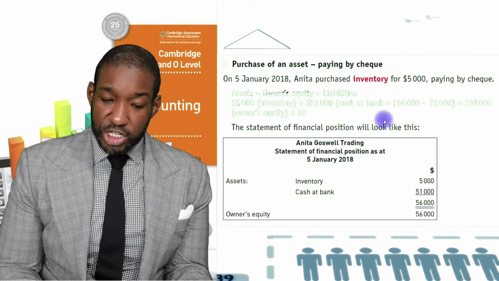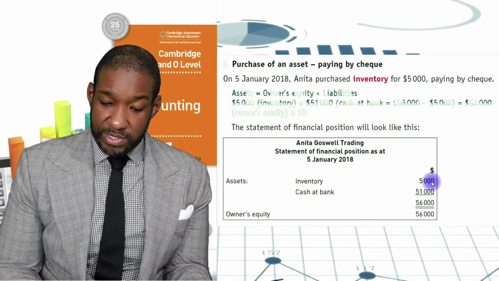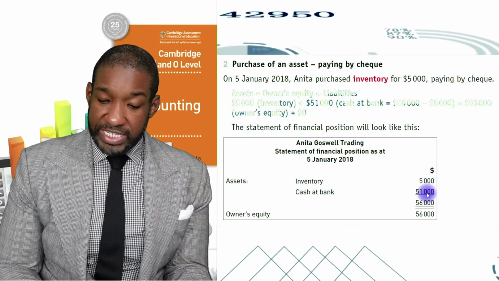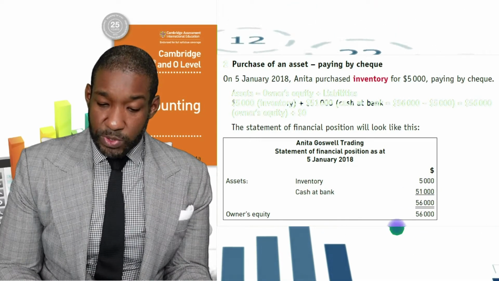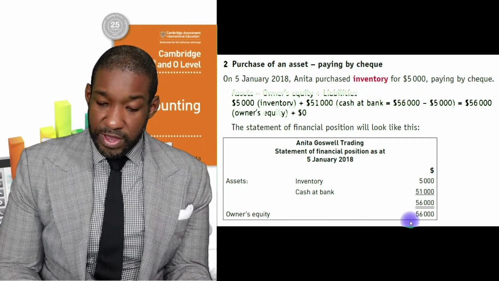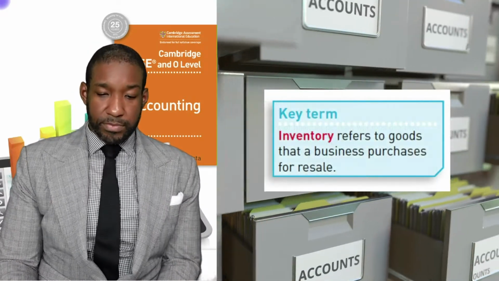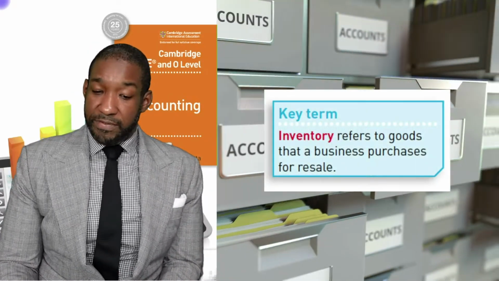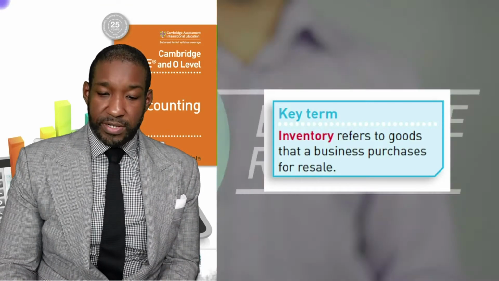So the statement of financial position will look like this. Assets, inventory, $5,000. Cash at bank is $51,000. In total assets are $56,000 and owner's equity is also $56,000 as before. Key term, inventory refers to goods that a business purchases for resale.